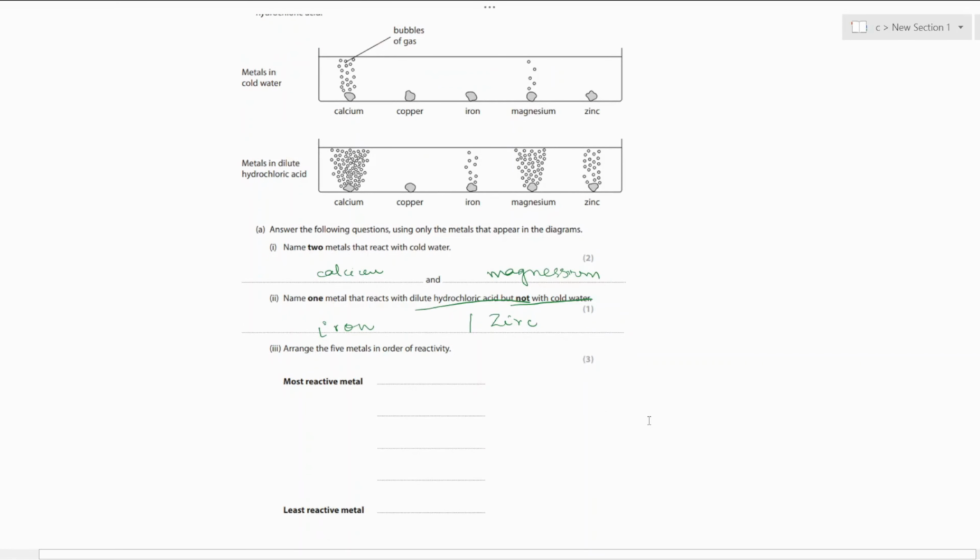What do you think is the most reactive? Which one is the least reactive? Calcium is the most reactive. Okay. Then, okay, magnesium. Wait, then zinc. Then iron. And the copper is the least reactive one. Okay, good.